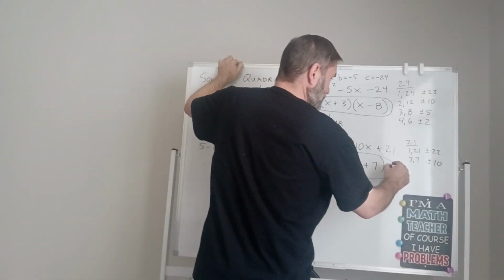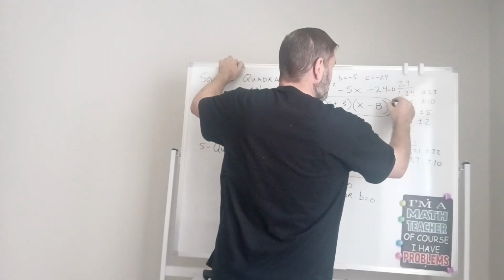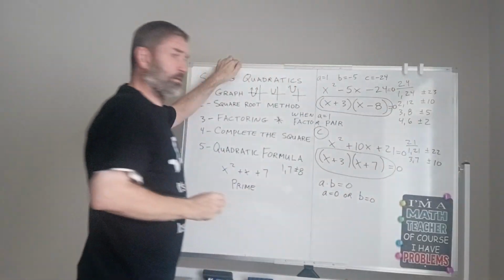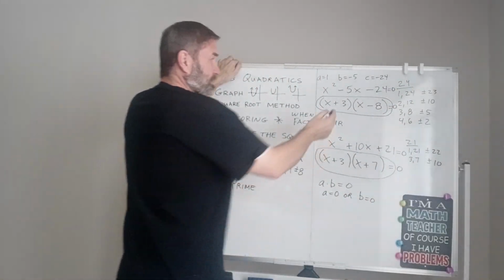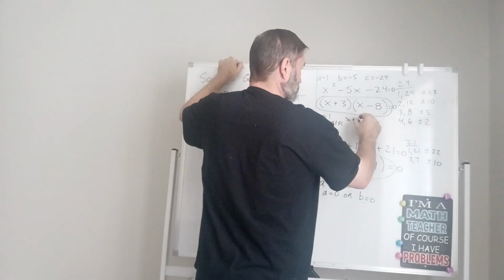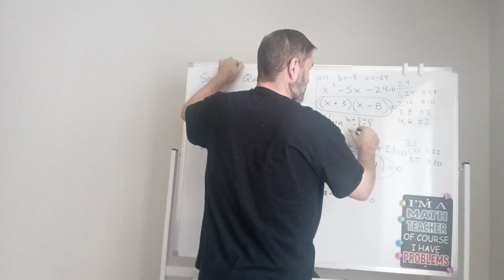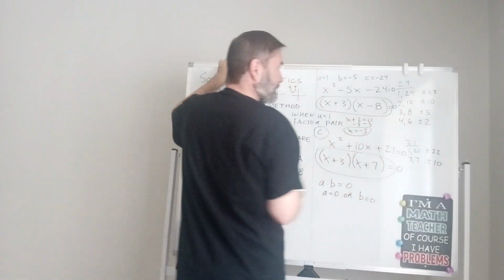Okay, so to solve these, we set these equal to 0 like this. And that's how you solve all quadratics. You need to set them equal to 0. And then since there's two possible numbers, we set each one equal to 0 and solve. So x plus 3 equals 0. Well, when you subtract the 3 from both sides to solve, you get x equals negative 3.